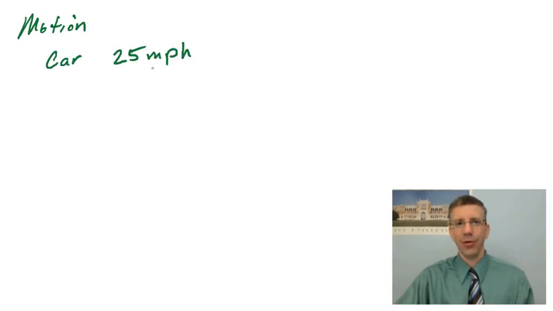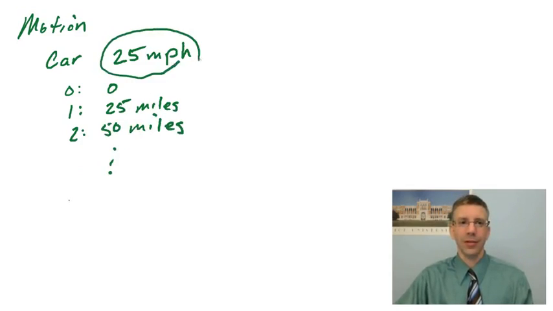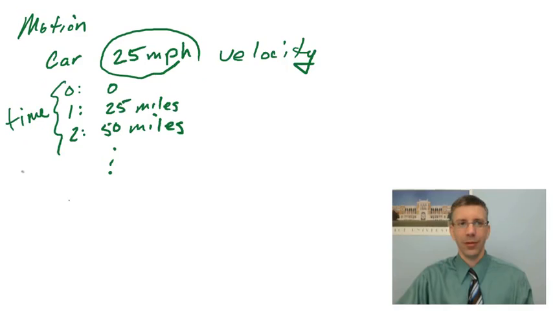Okay, so let's take a simple example and let's think about motion, right? How would I calculate the position of my car if I know it's traveling 25 miles per hour? Okay, after 0 hours, my position is 0 miles away from where I started, right? After 1 hour, my position is 25 miles. After 2 hours, it's 50 miles, and so on, right? So this is the velocity of my car. This is time, right?